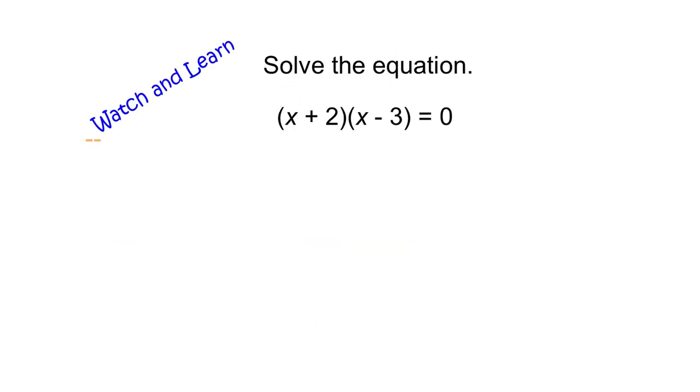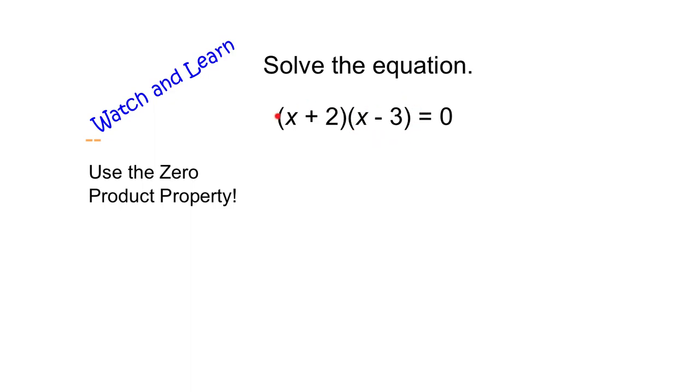We're going to solve the equation (x + 2)(x - 3) = 0. Now we can actually use the zero product property to answer this question. Remember, if two numbers multiply together and the answer is 0, then either the first number is 0 or the second number is 0, or they're both equal to 0.